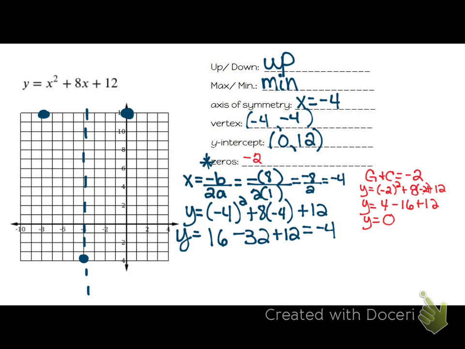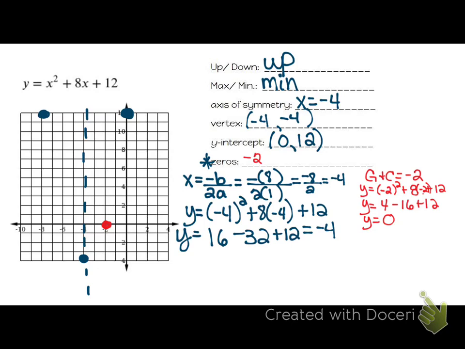So if I go over and I plot that on my graph, it's really easy to get my second zero, my second solution, my second root, by just using my axis of symmetry. So what's my second zero going to be? Negative 6. Negative 5. Oh, yeah, negative 5.